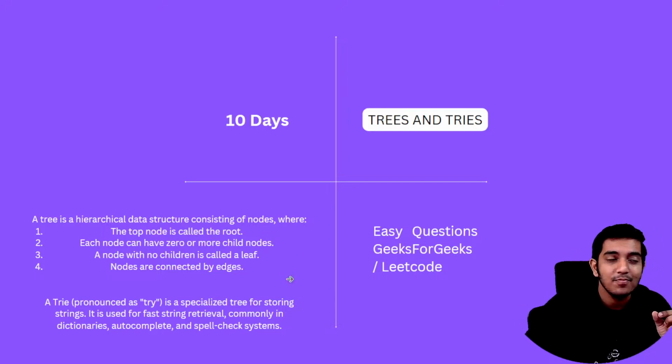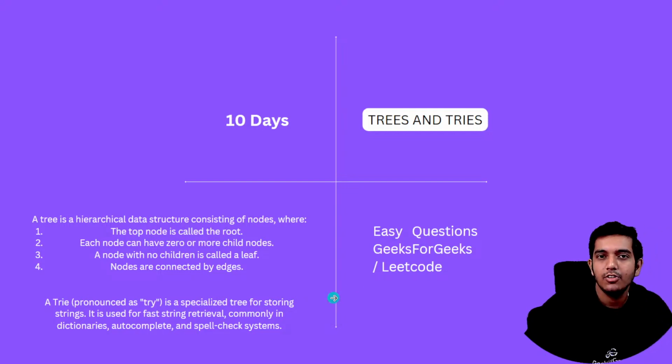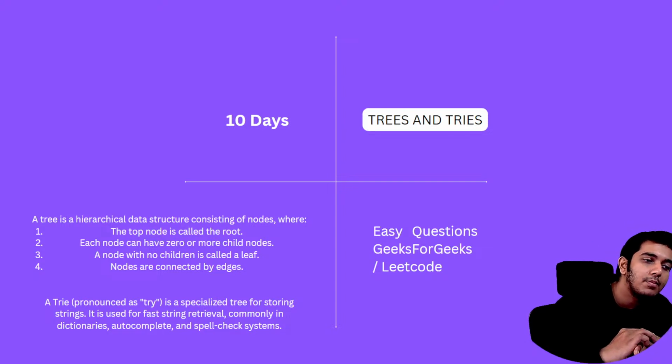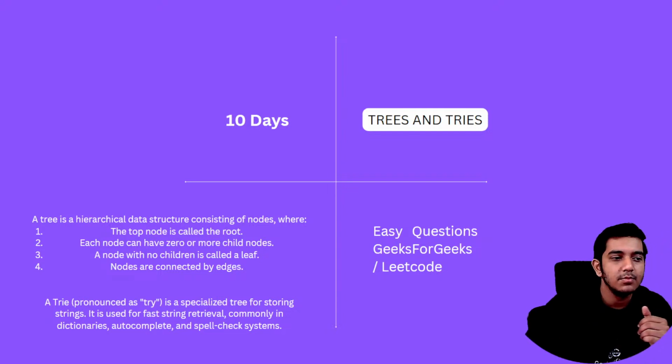And similarly, what is a trie? When I was a beginner, I was very confused. Are they the same? No, they are not the same, they are different. A trie is basically a specialized tree for storing strings. Trees are for general things, but a trie is a specific tree for storing strings. It's also a tree definitely, but it's a separate kind of tree which is only used for storing strings. It's used for faster string retrieval, commonly used in dictionaries, Google autocomplete and spell check systems, right? So you must learn about trees and tries and go for easy questions on GeeksforGeeks or LeetCode.